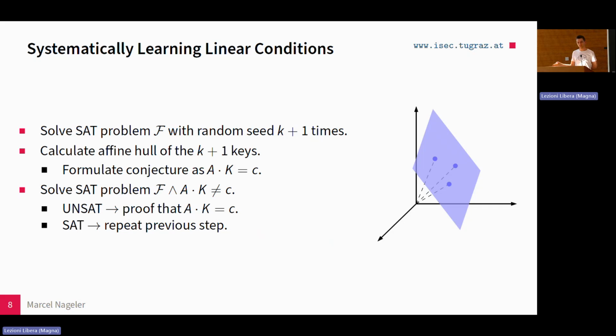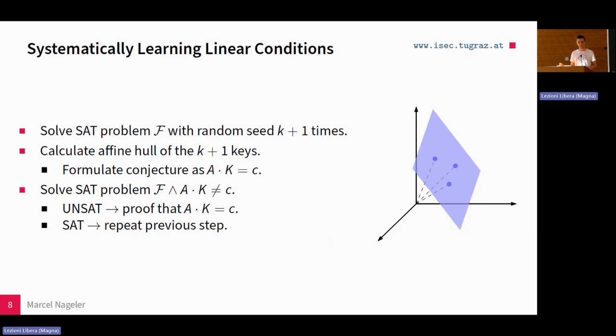Based on the affine hull, we might see that it is not of full dimension, but of reduced dimension. Then we can formulate a conjecture, because in the affine hull we can say we have some matrix times the key equals some constant as a description of the affine hull. But of course, at this point, it's only a conjecture. So to prove the conjecture, we use the SAT solver again to find a counterexample to this conjecture that we have.